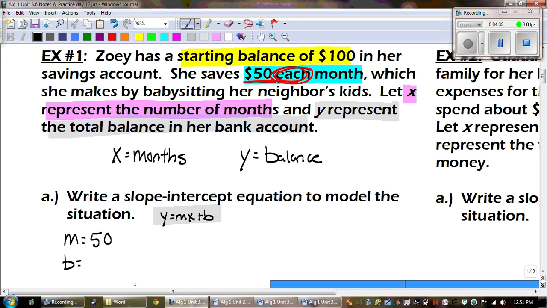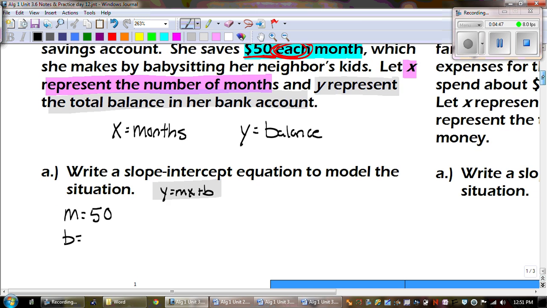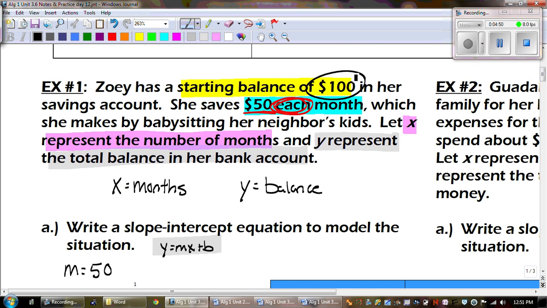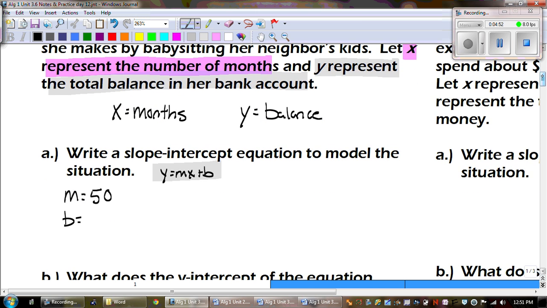Remember that the b means to begin. So where does this begin? What's the starting balance? Yeah, the starting balance is 100 up here. So as a point, that would be (0, 100). All right, well, let's plug it all in. So y equals, our slope is 50x plus 100.